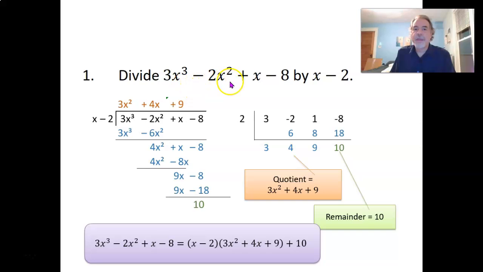But before we go on to another example, notice what we had here. We started with this big polynomial, 3x cubed minus 2x squared plus x minus 8. We divided by x minus 2 and got a quotient of 3x squared plus 4x plus 9 and a remainder of 10. That means we can take that original big dividend polynomial and write it as the divisor x minus 2 times the quotient 3x squared plus 4x plus 9 plus the remainder 10.